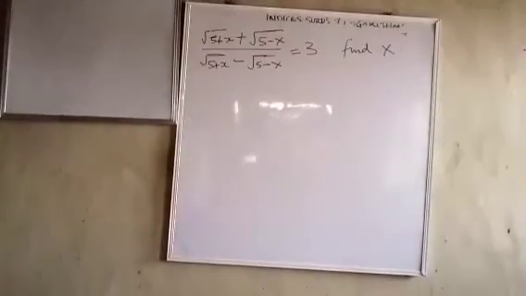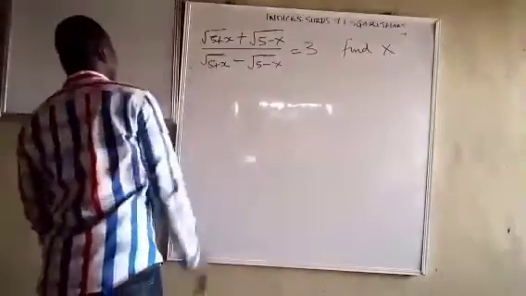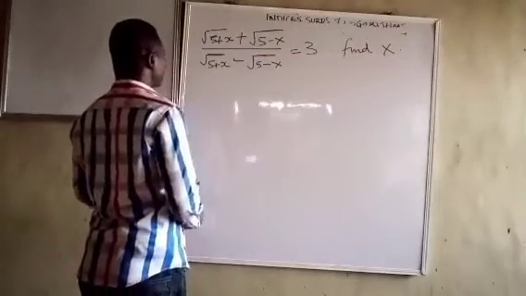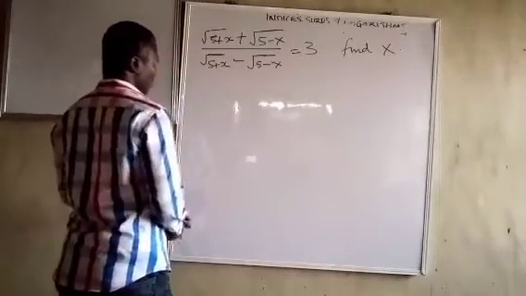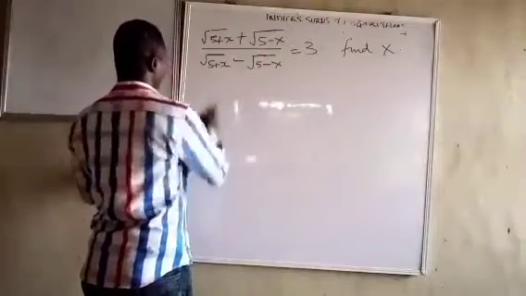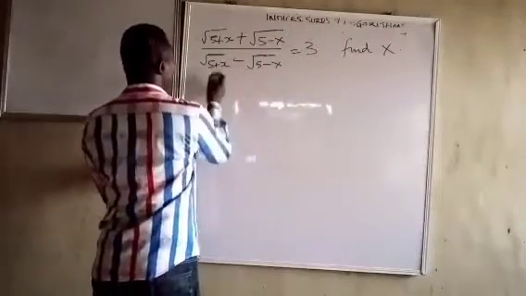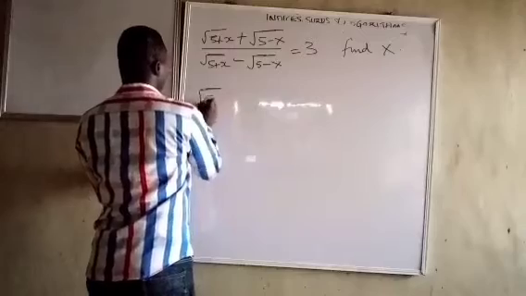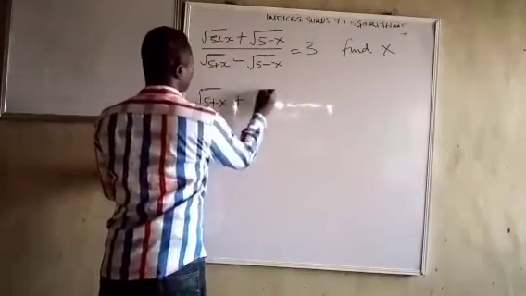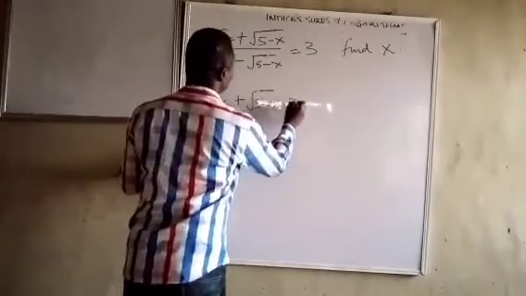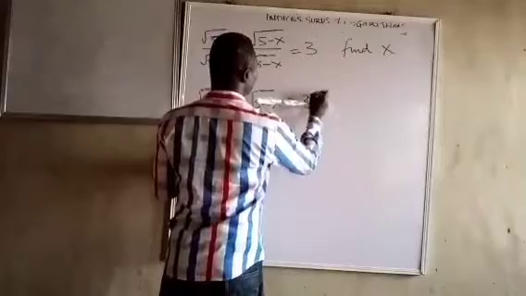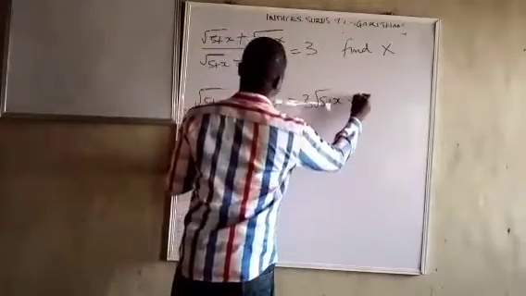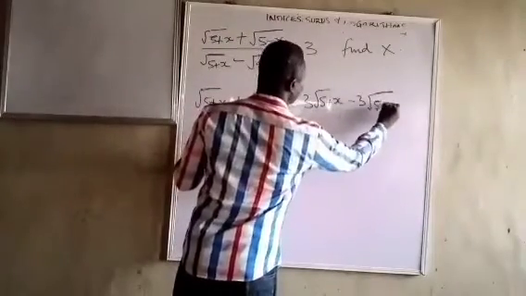Now we have this. Square root of 5 plus x plus square root of 5 minus x over square root of 5 plus x minus square root of 5 minus x equals 3. Let's find the value of x. It's very easy. What you do is you multiply through by root of 5 plus x minus root of 5 minus x. So we have root of 5 plus x plus root of 5 minus x is equal to 3 into root of 5 plus x minus 3 into square root of 5 minus x.